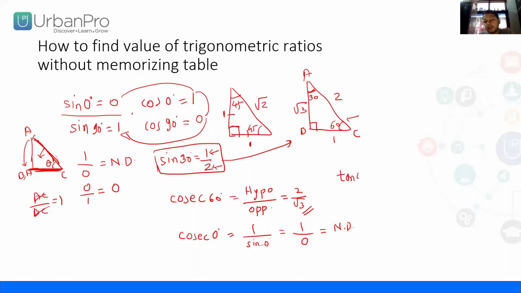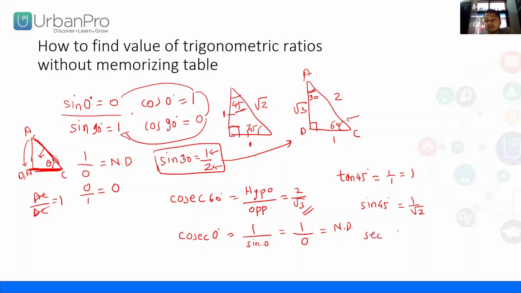Suppose now I want to find tan 45. So what is tan 45? Here in this triangle you can take any 45° angle, this or this. So opposite upon adjacent. Opposite is 1, adjacent is also 1. So it is 1. If anyone asks sine 45, what will be the sine 45? Opposite upon hypotenuse. So it's 1 by root 2.